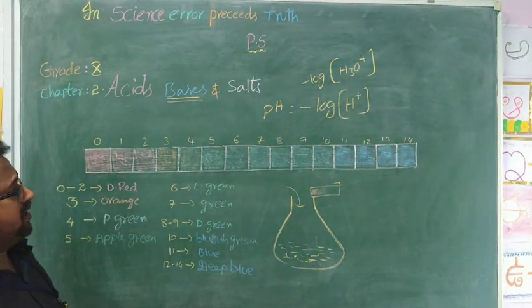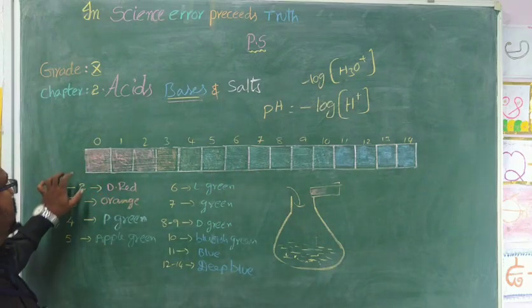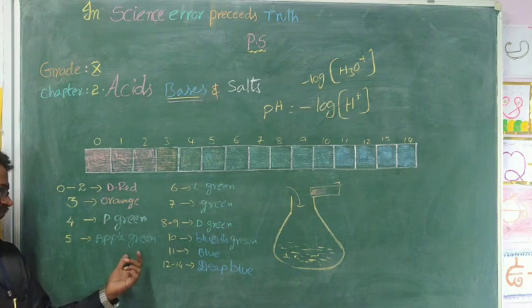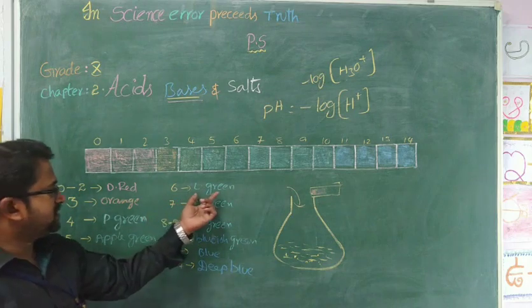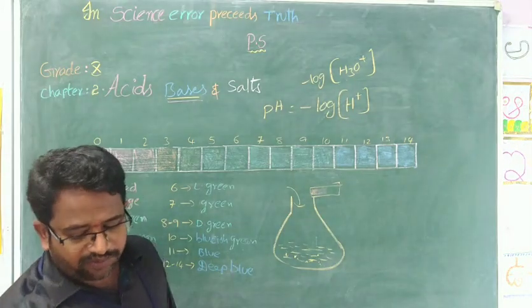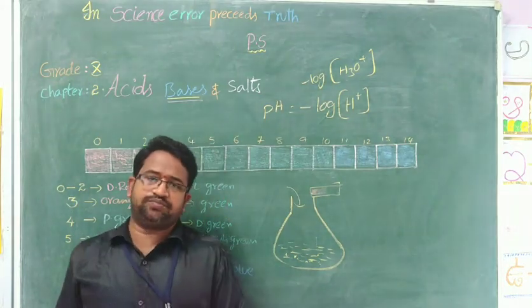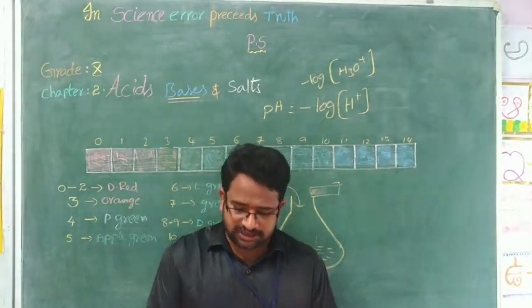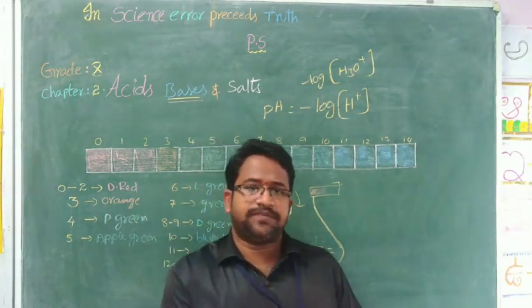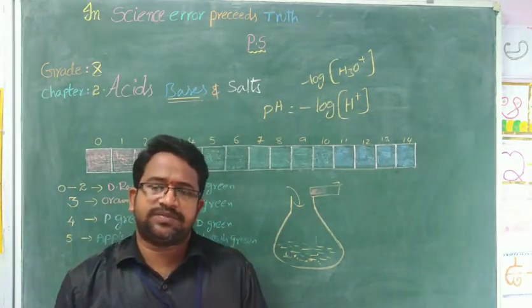Let us see once again the pH scale range of different colors. 0 to 2 is deep red, 3 is orange, 4 is parrot green, 5 is apple green, 6 is lime green, 7 is green. So like that, colors are there. Now, with the help of this, we have to fill one table. All of you open the textbook, page number 32. In that page, there is a table with serial number, solution, color of the pH paper, pH value, and the nature.